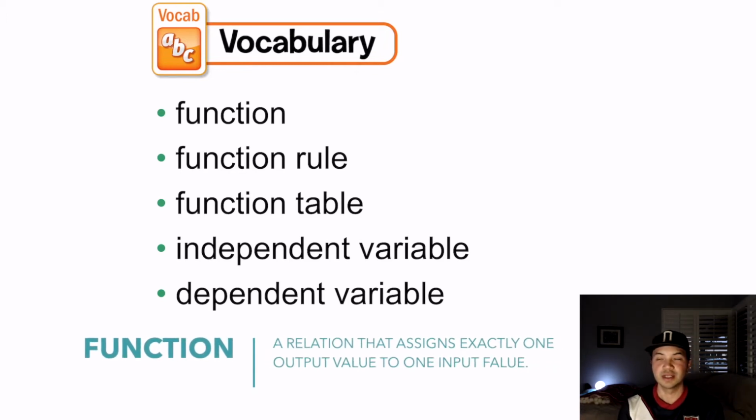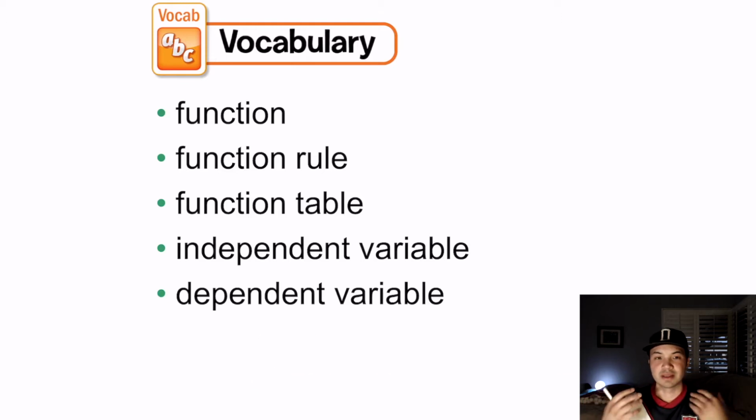So what is a function? It's a relation that assigns exactly one output value to one input value. So let's say the number of wing beats is the output, which depends on the number of seconds, which is the input. If you're parking somewhere, the amount that you have to pay is the output, and the input would be how long you've been there. So that leads us to independent and dependent variables.